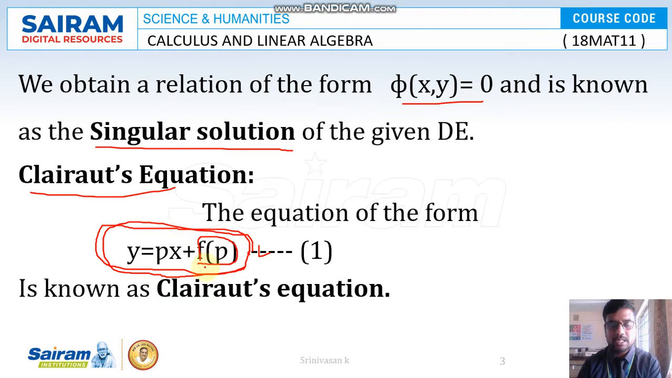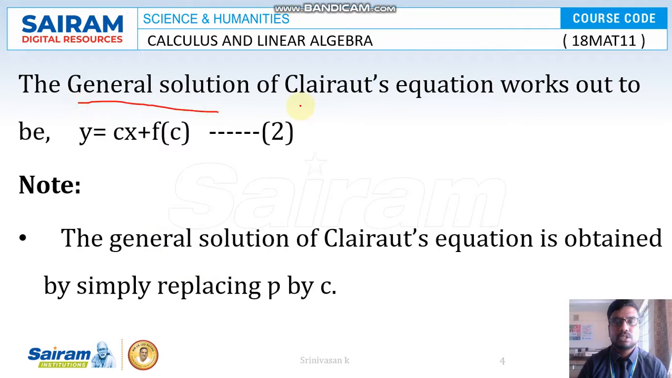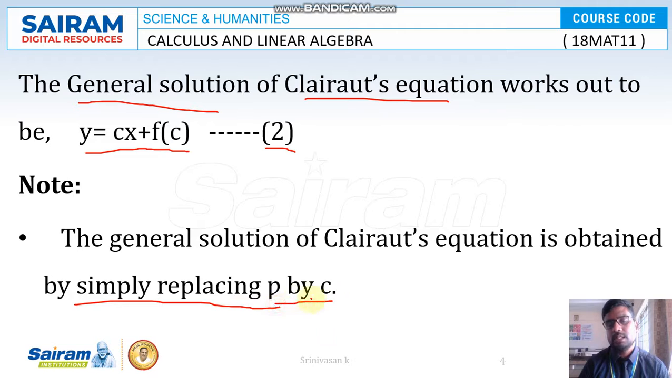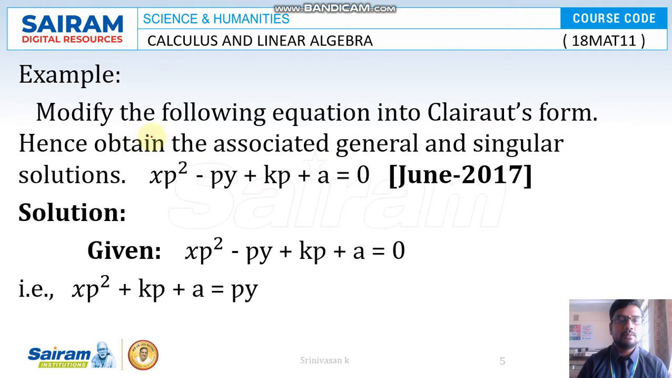If the equation is Clairaut's equation, the general solution is y = cx + f(c). That means we just replace p with c. That is equation 2. Next we have to remove the parameter. The general solution of Clairaut's equation is obtained simply by replacing p with c in the given equation. After that we have to eliminate the parameter. That is the procedure. Next we'll solve the problem.